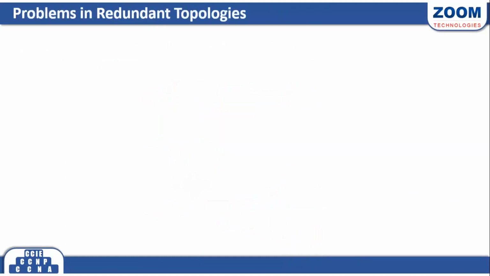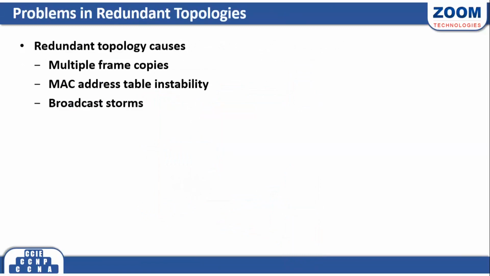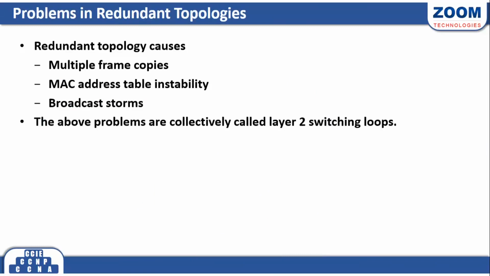What are the problems in redundancy topology? So the problems in redundancy topology are multiple frame copies, multiple times frames. MAC address table instability. You can see the MAC table in switch A, in switch B, in switch A, switch B. Broadcast storms, continuously broadcast. These are all the problems which collectively we call layer 2 switching loops.